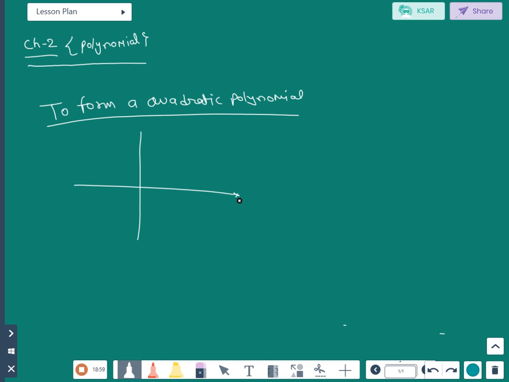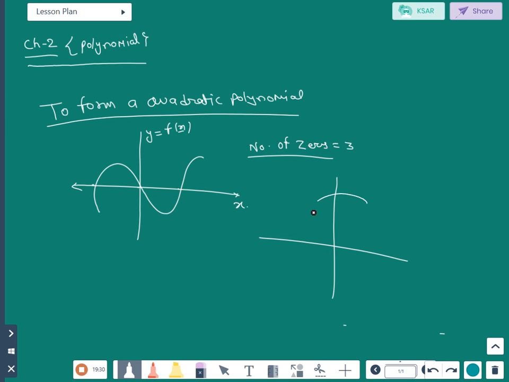If a graph is given to you, x and y is equals to f of x. So in that graph, find out the number of zeros. So how we will find out the number of zeros? The exact intersection points on the x-axis, because the polynomial is given to you in the form of x. First point, second and third. So that is the number of zeros.